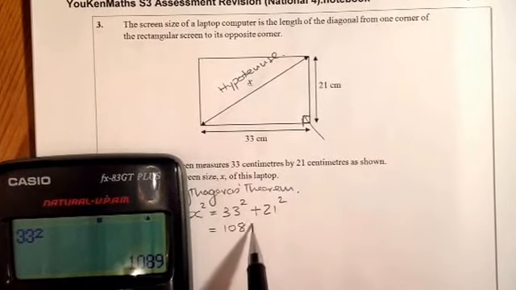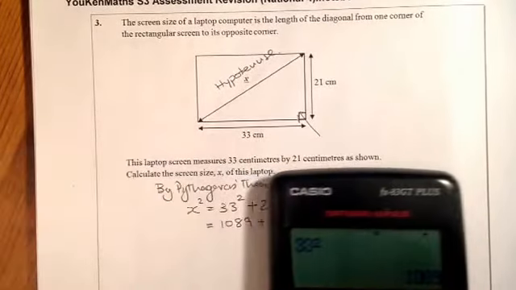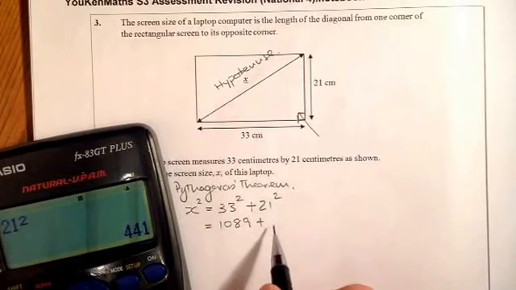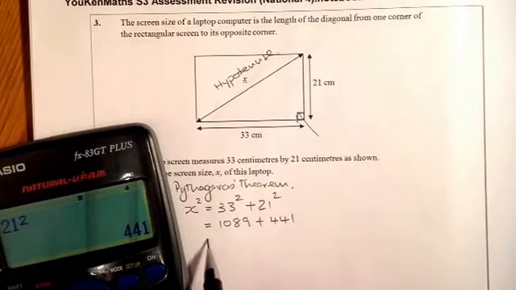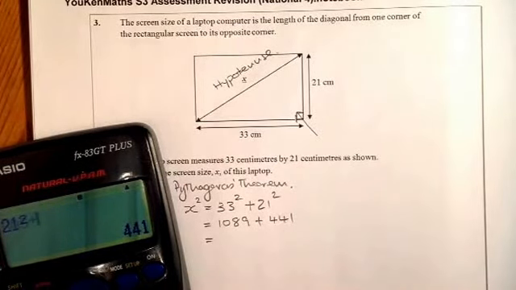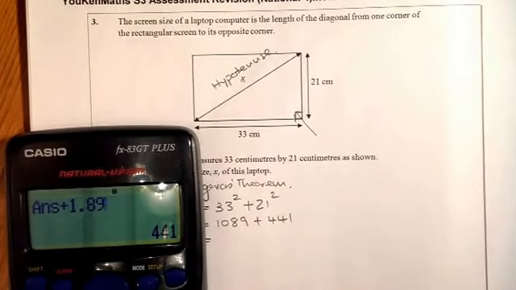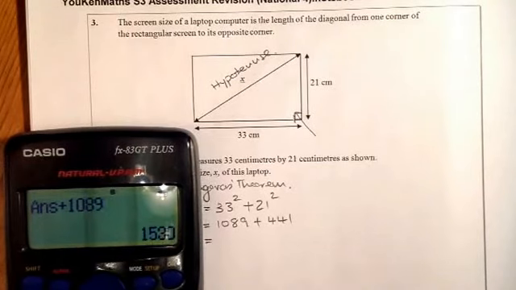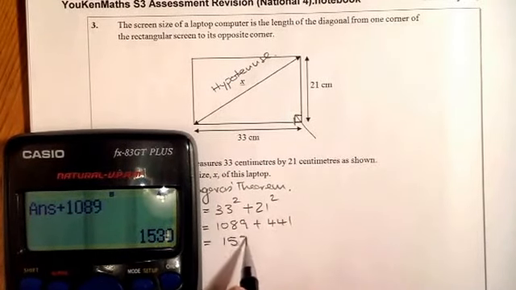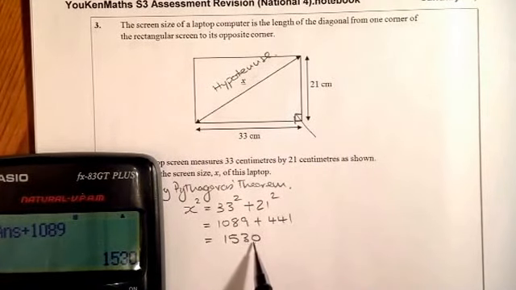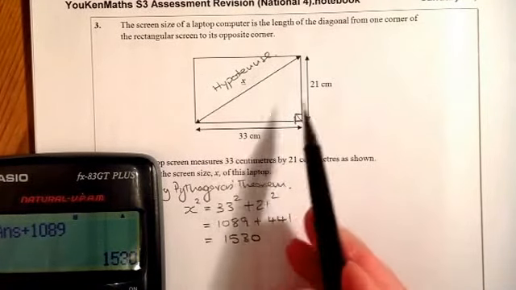1089. And I've got 21 squared. So 21 squared is going to be equal to 441. What I'll now do is add these two together. So that's 1089 plus 441, and that should give me 1530. Okay, so that's x squared, and 1530 centimetres is just far too big.